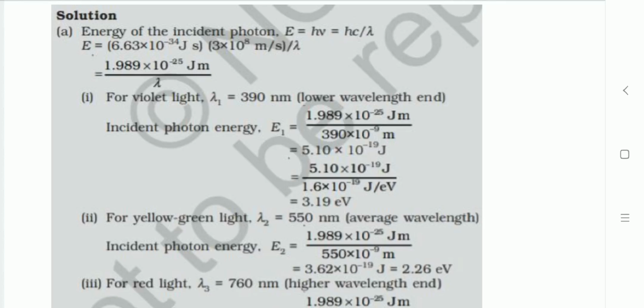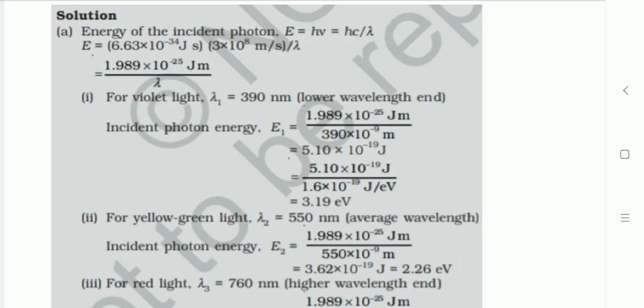Now, substitute the λ value in each of the three cases. λ1 equals 390 nanometer for violet light. Replace that value of λ and solve the equation. Here we have the energy in terms of joule. Convert it to electron volt. For that, the result 5.1 × 10^-19 joule is divided by 1 electron volt, 1.6 × 10^-19 joule. So we have energy of 3.19 electron volt for violet light.